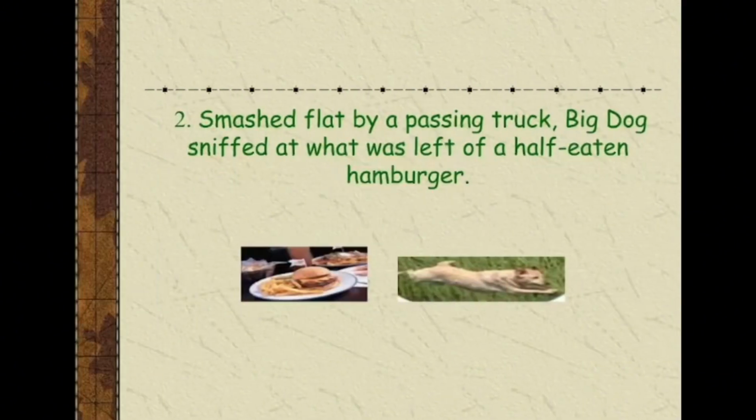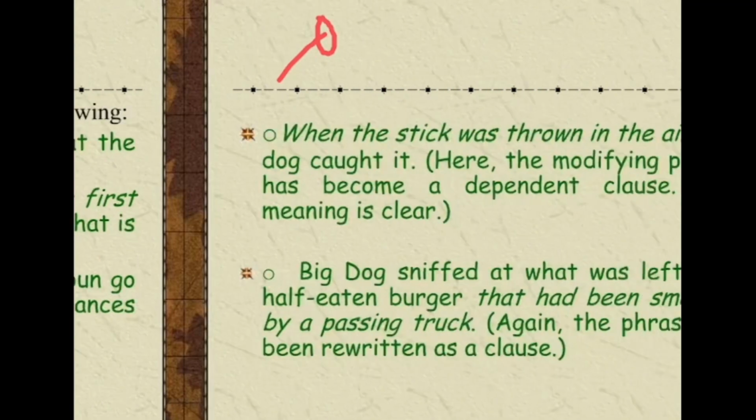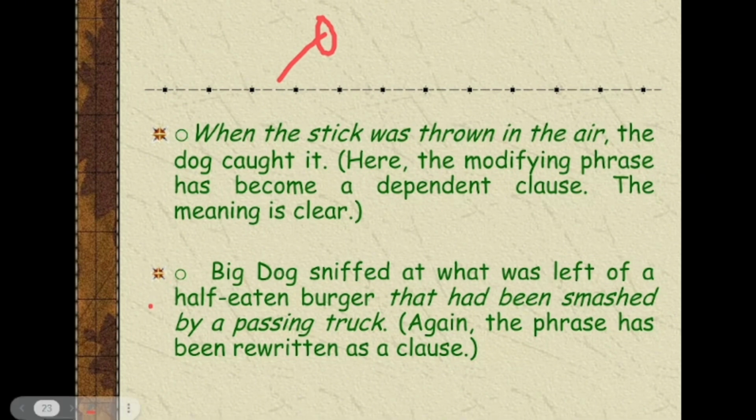Okay, next was: smashed flat by a passing truck, big dog sniffed at what was left of a hamburger, meaning the dog was eating the hamburger. So how can this be written properly? We need to look at the initial noun, what the modifying phrases are, and whether they are used logically. So the correct sentence that makes sense would be: big dog sniffed at what was left of a half eaten burger that had been smashed by a passing truck. The truck smashed a half eaten burger, and the big dog came rushing and took this burger and ate it.